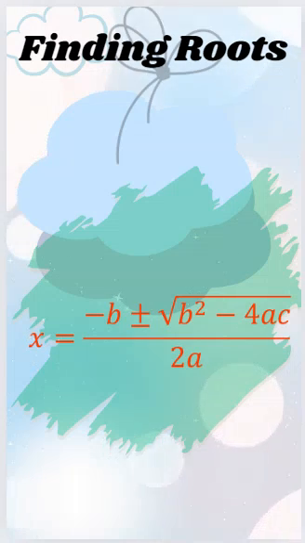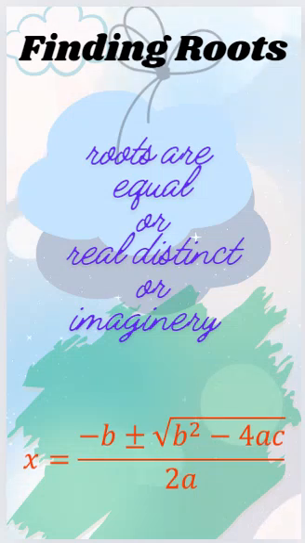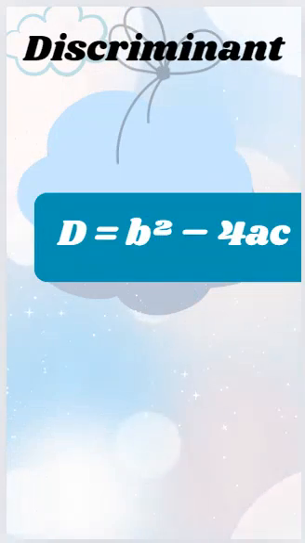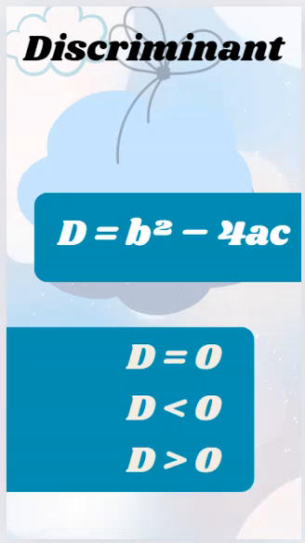Depending upon the values of the coefficients a, b and c, the roots of the equation can be equal or unequal, real, distinct or imaginary. The expression b square minus 4ac is called the discriminant. The discriminant provides important information about the nature and type of the roots. It is usually denoted as D or delta. D equals b square minus 4ac.